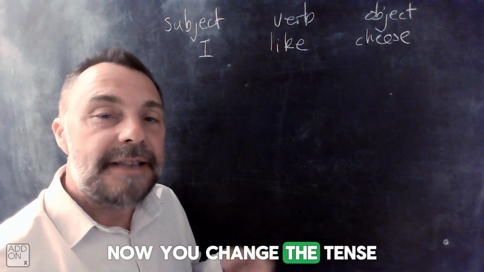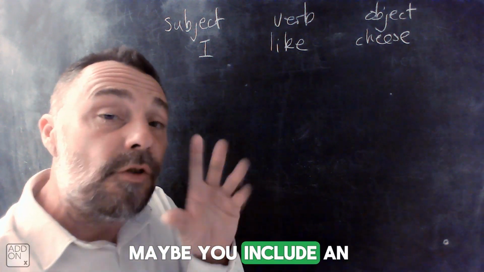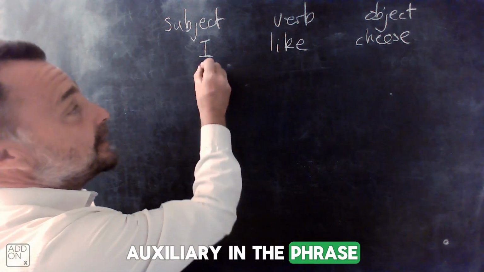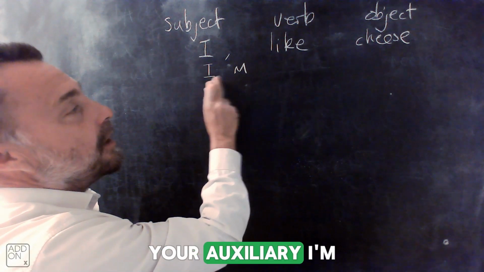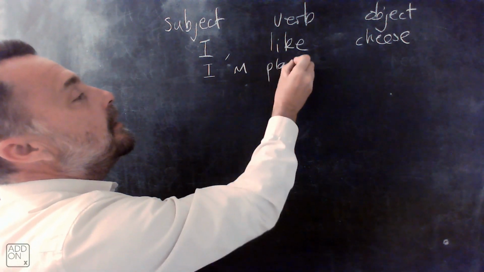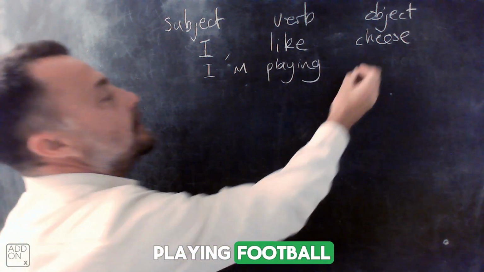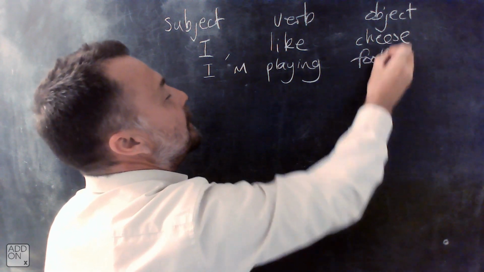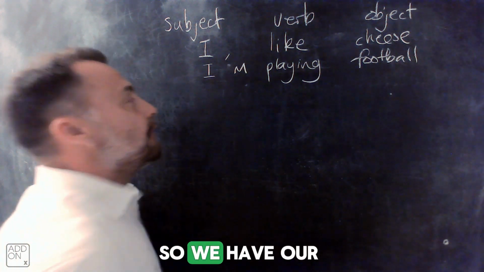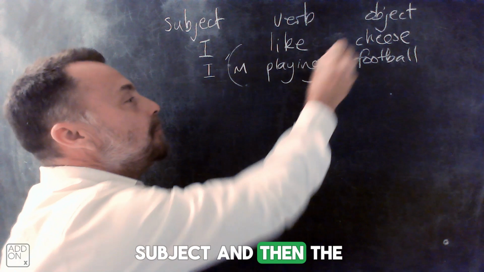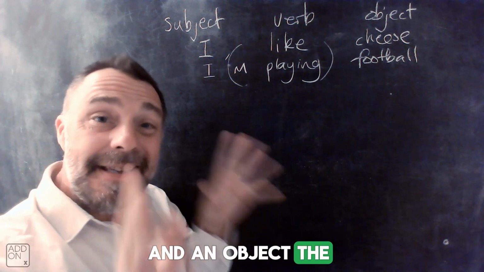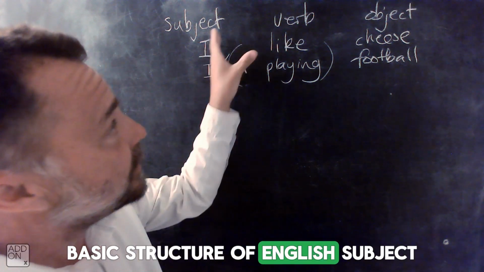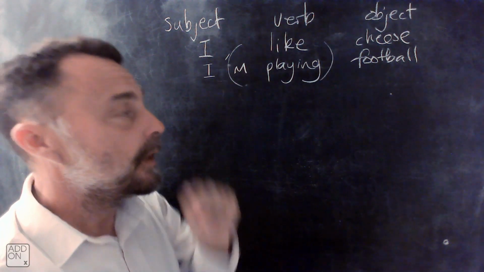Now, you change the tense. Maybe you include an auxiliary in the phrase. Here's your auxiliary: I'm playing football. So we have our subject and then the verb with auxiliary and our object. The basic structure of English: subject, verb, object.